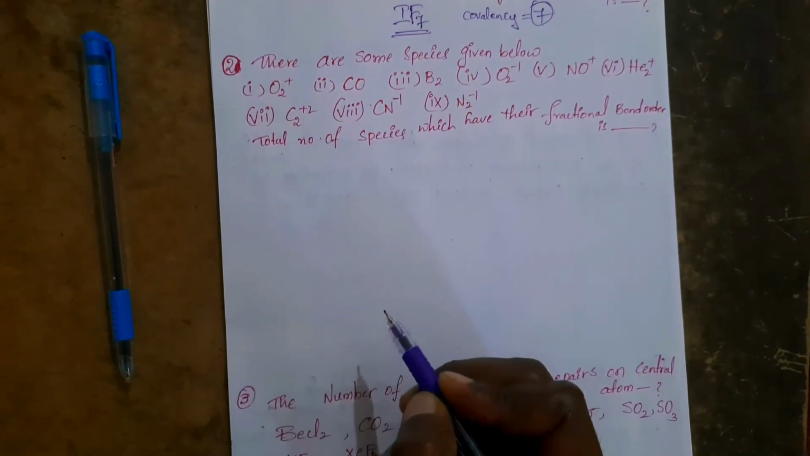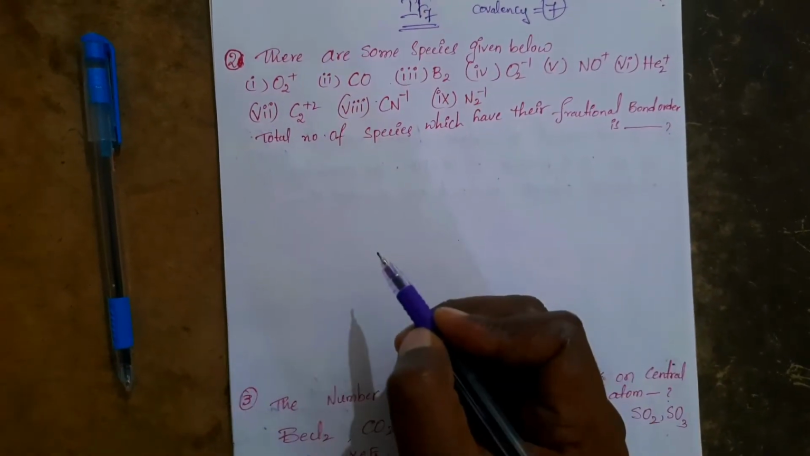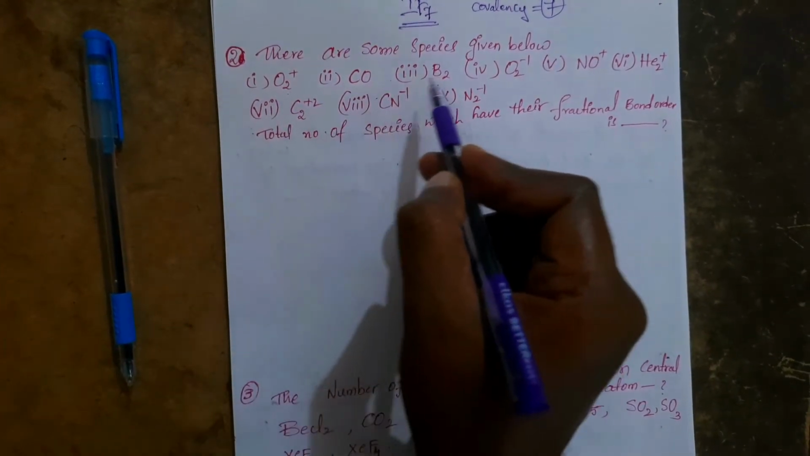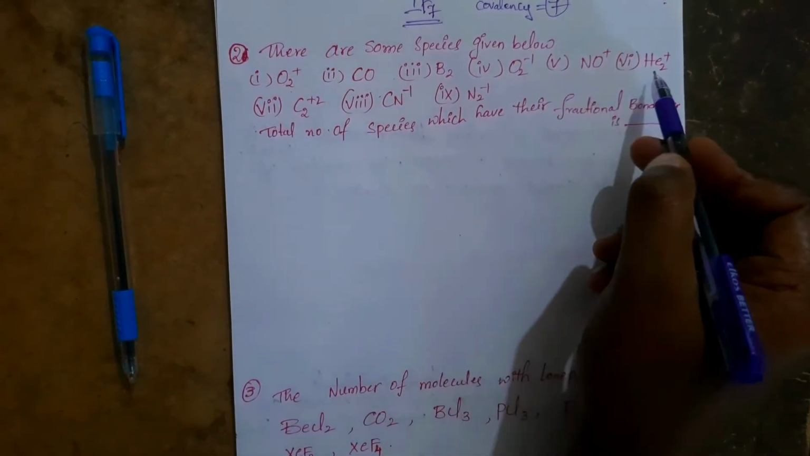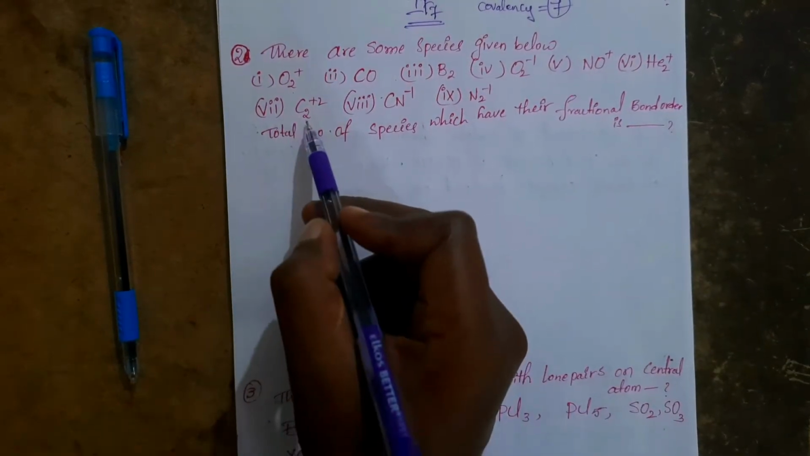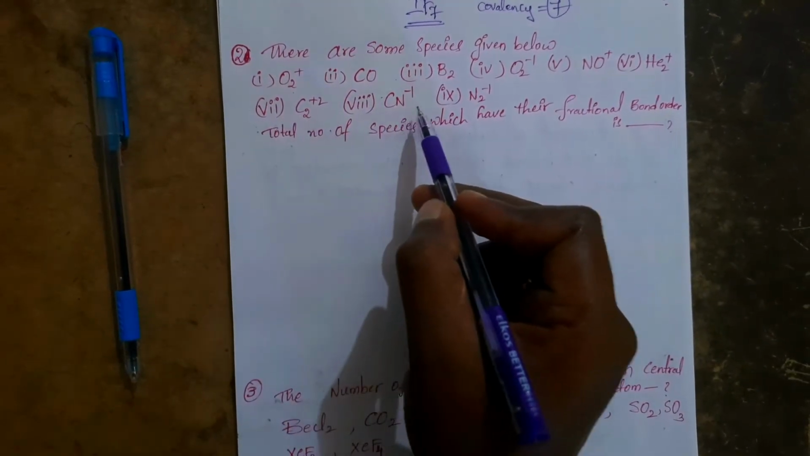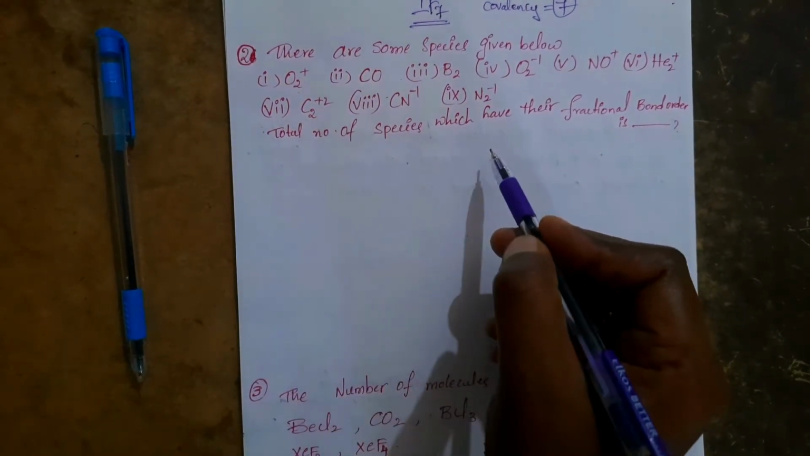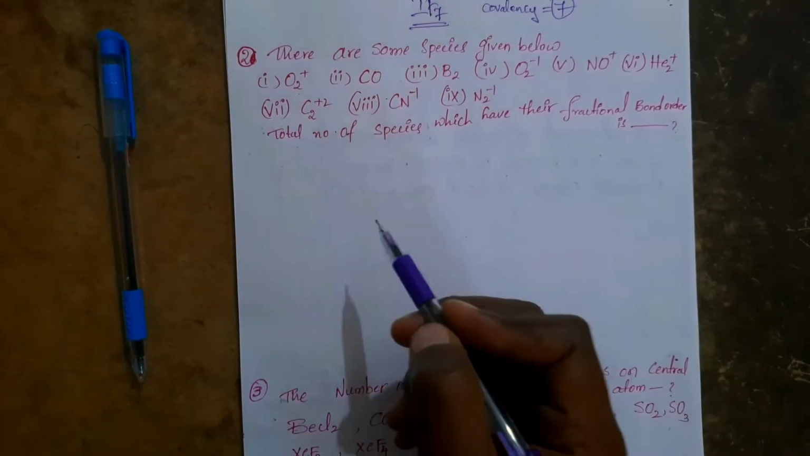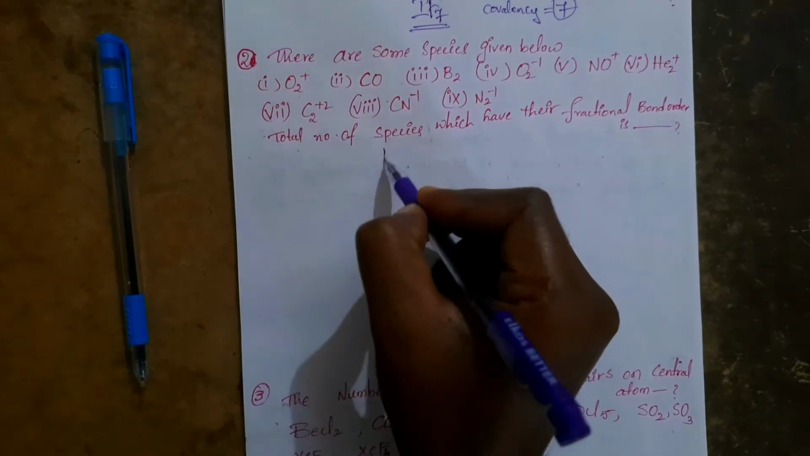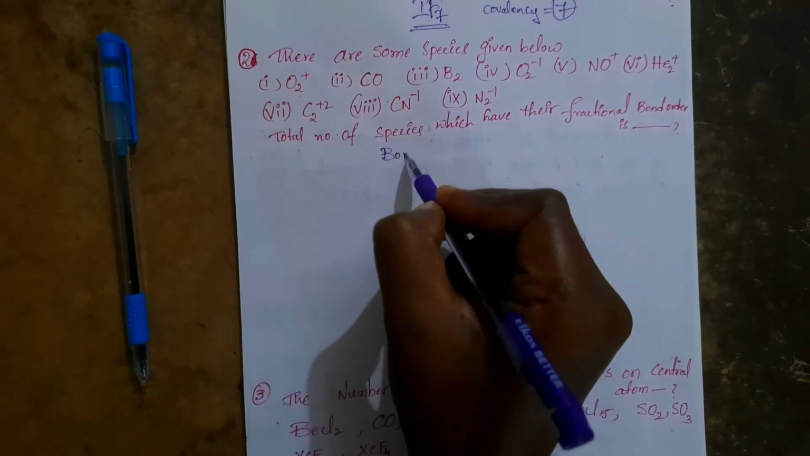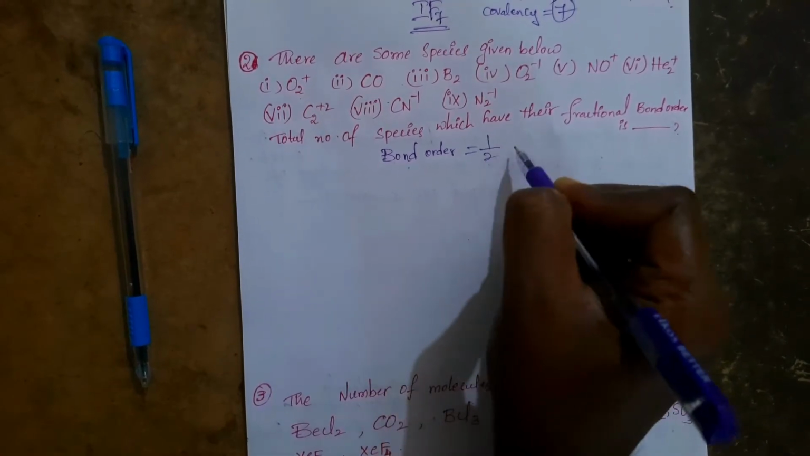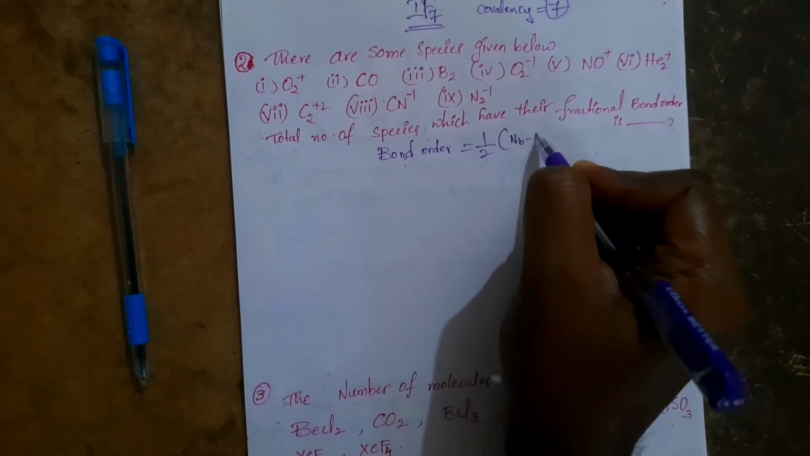Now you see the next question: there are some species given below. O2 plus, CO, B2, O2 minus, NO plus, He2 plus, C2 plus 2, CN minus, N2 minus. The total number of species which have fractional bond order. How are you going to calculate bond order? Bond order can be calculated by using the formula, half into (NB minus NA).